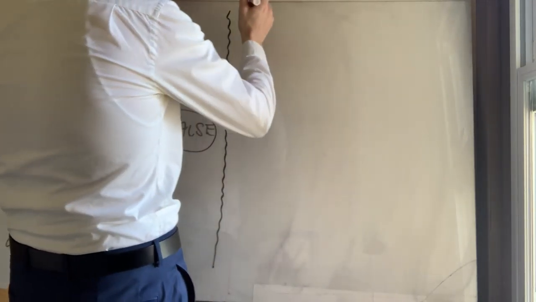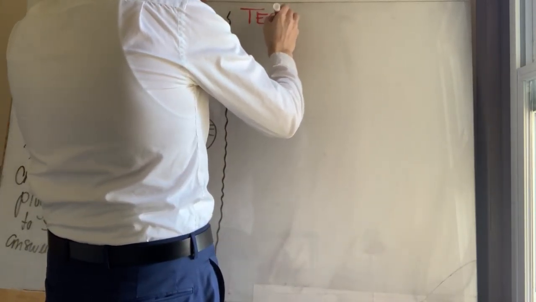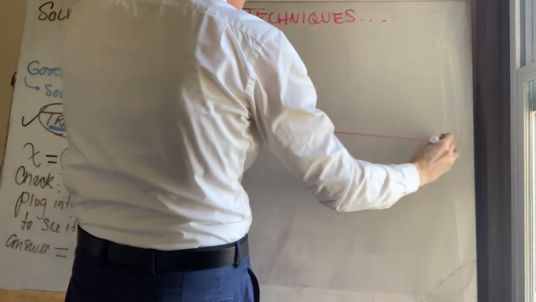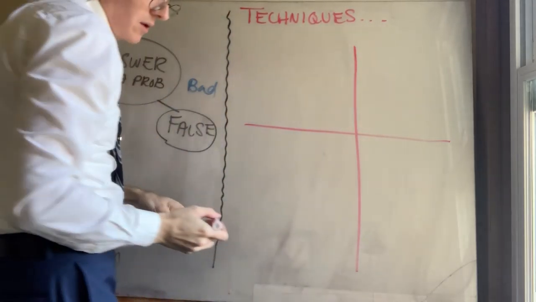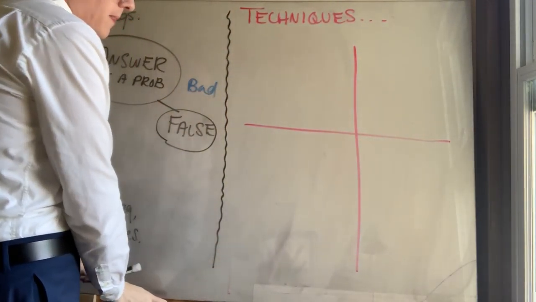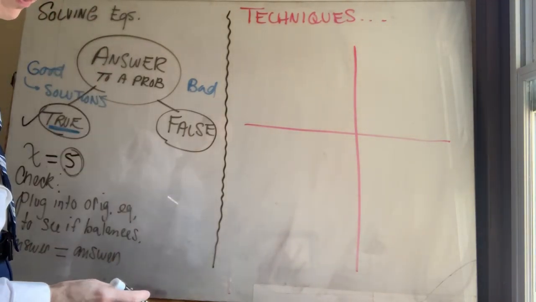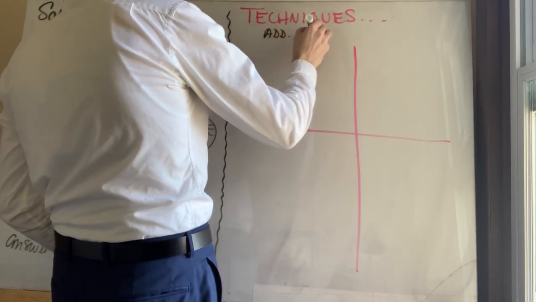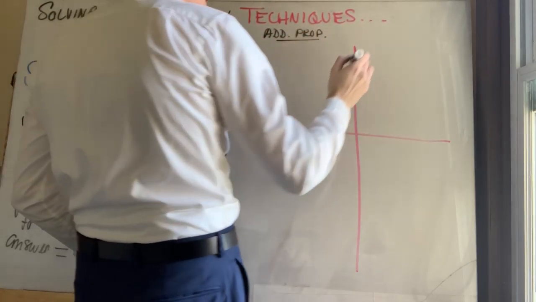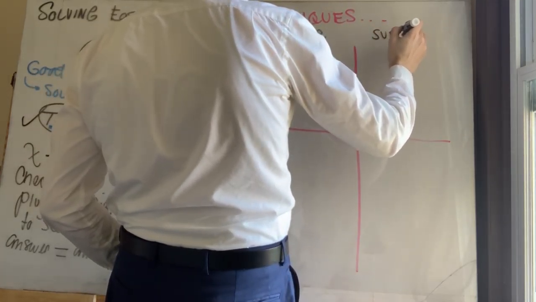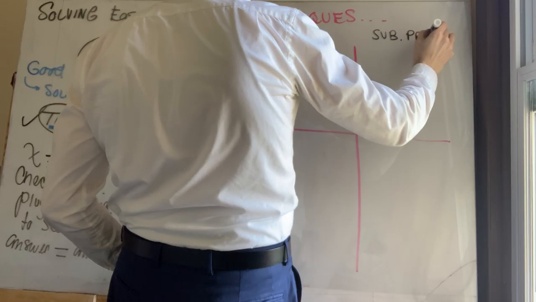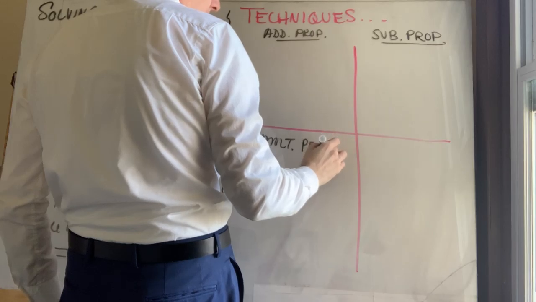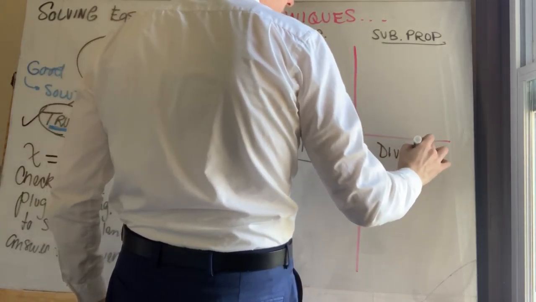Now, as for the techniques, here are the basic techniques. There's four. I'm gonna draw a little T-shaped diagram here. They're technically properties. One would call an addition property. I don't think the names are so important as the ideas behind them. The subtraction property, the multiplication property, and the division property.